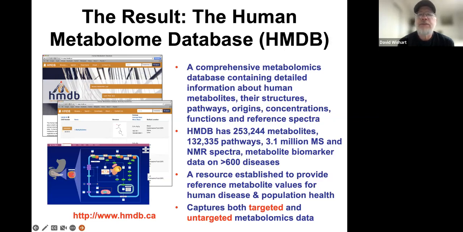concentrations in different biofluids, the functions of metabolites in terms of their biological roles. There's a lot of reference spectra, mass spectra, NMR spectra that help people identify compounds. So the numbers are big: millions of spectra, hundreds of thousands of pathways, information on hundreds of diseases. It captures information from both the targeted and untargeted metabolomics data, but the most useful data certainly is the targeted metabolomics data because it gives us real numbers that we can work with.